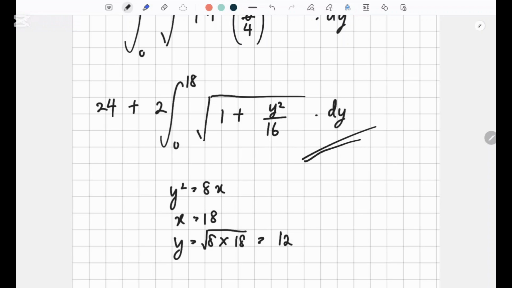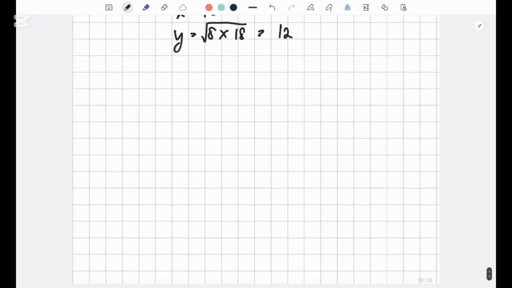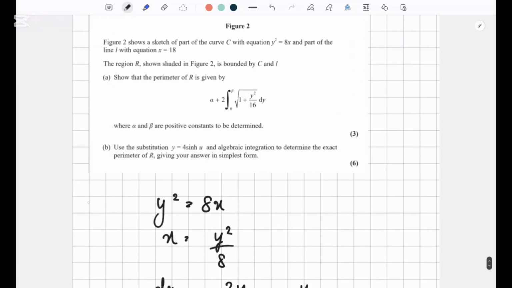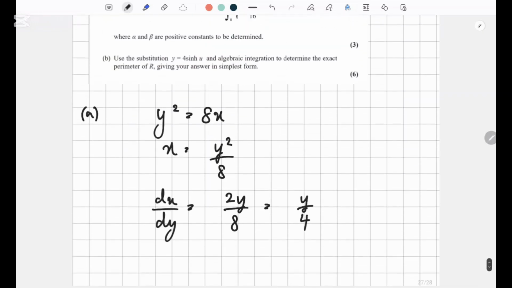Okay, that's the first part. Now let's go for the second part. Use the substitution y equals 4 sinh u, and algebraic integration to determine the exact perimeter of R, giving your answer in the simplest form. So this is part B, following part A.